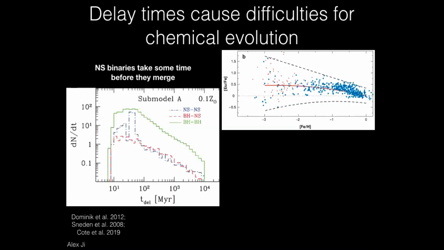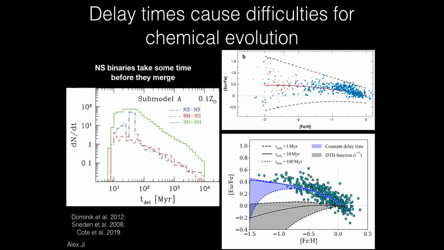Another issue that has come up, both in the past and emphasized a lot more recently, is that once you have this whole distribution of delay times, instead of a single delay time, it's very difficult to match the observed evolution of R process elements inside the Milky Way with only neutron star mergers. This is a really nice paper by Benoit Cote that I won't really go into right now.